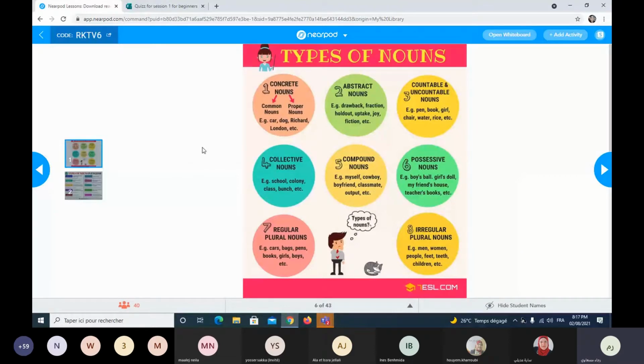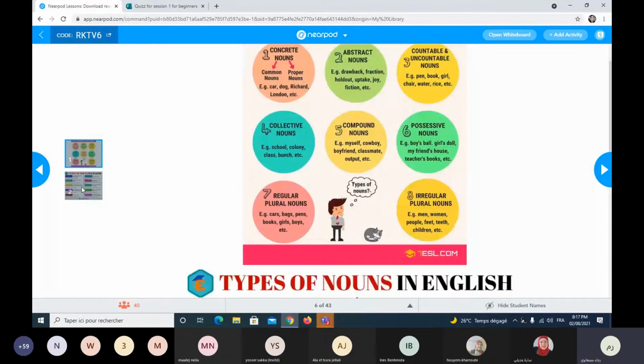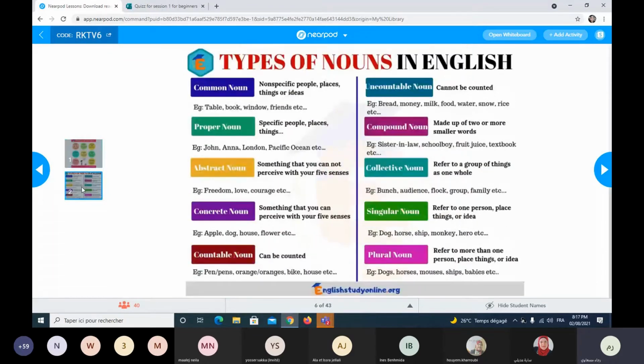What is the difference? The common noun, it is about a person in general, a man, a woman, a boy, a girl. The proper noun is about a specific people. Susie is a specific girl. John is a specific boy. Alex is a specific dog, and so on. Okay, so I read if you want.